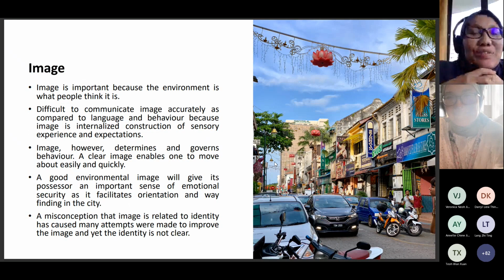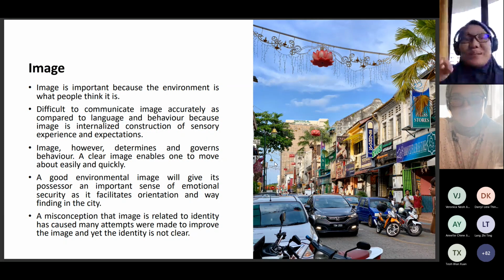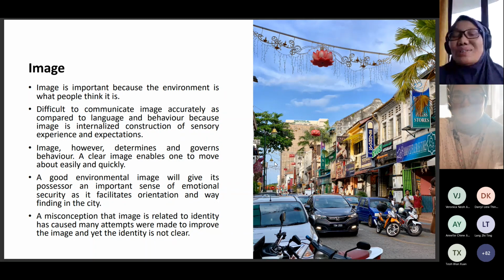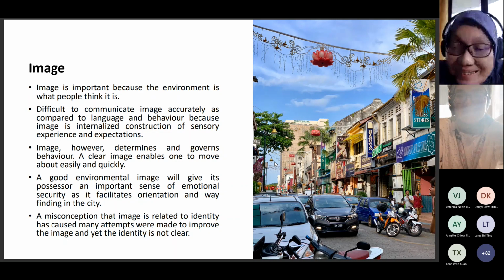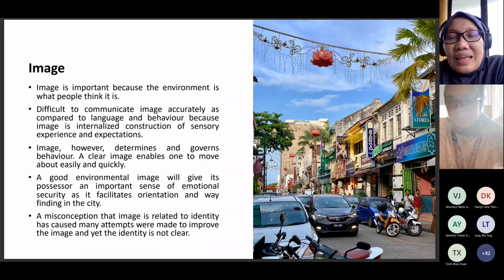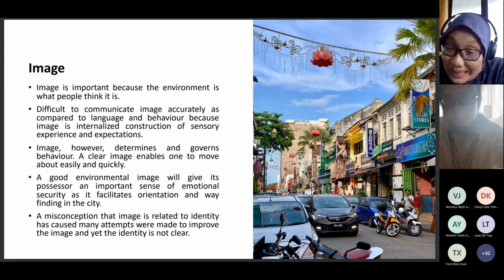Okay, before we go, I have to explain this process before I go into Townscape, just to make you aware that looking into Townscape is not just a simple process of going and studying the place, because it involves how people actually read the place. And like I said just now, image is important because the environment is what people think it is. You may think that you have designed a good environment, but how people image the place is more important, because that's how they see it.